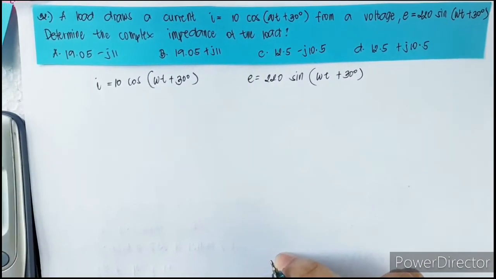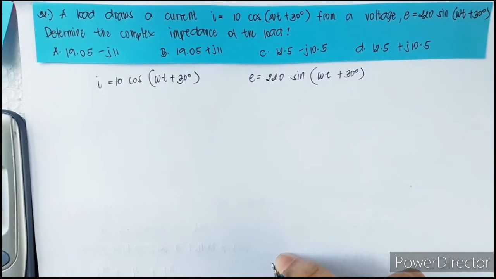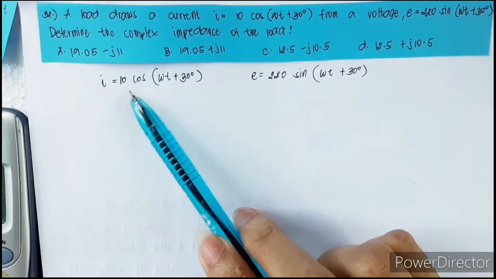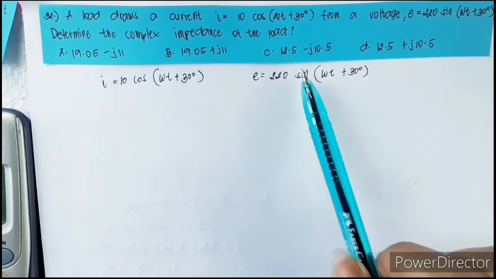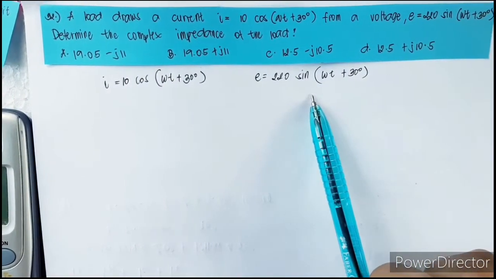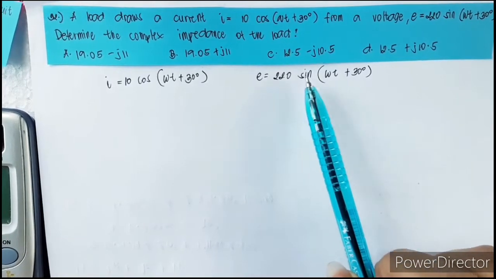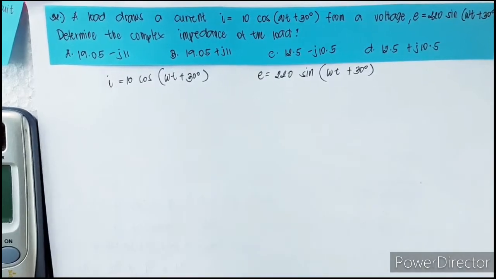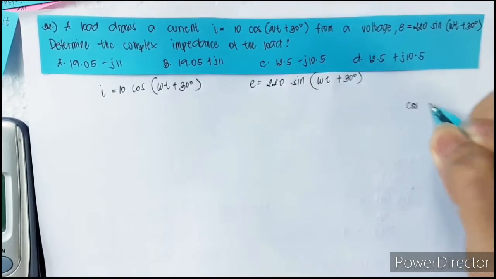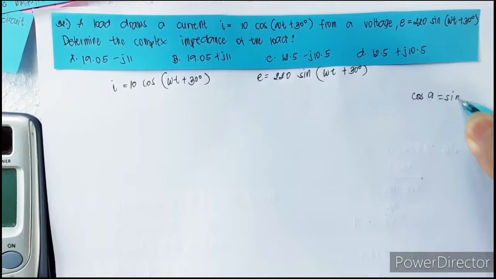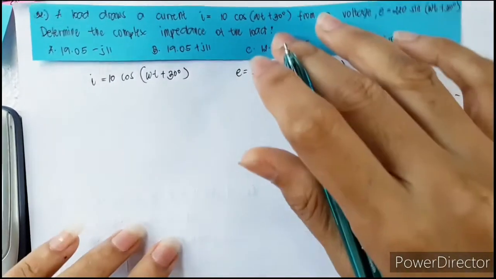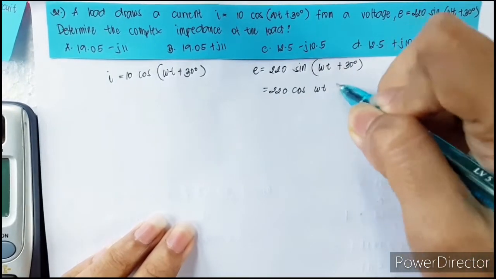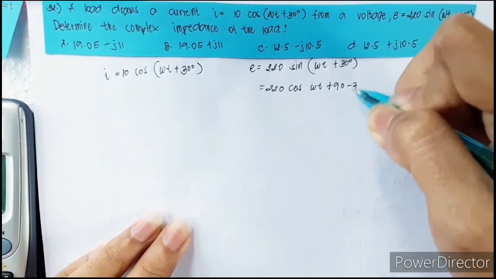Since our given waveforms are not consistent, we will choose which of these two to change. Either the cosine here changes into sine, or the sine here changes into cosine. But in this case, I choose to change the sine here into cosine, so it is consistent. We all know that cosine A is equal to sine 90 minus A. So it will become 220 cosine omega t plus 90 minus 30 degrees.